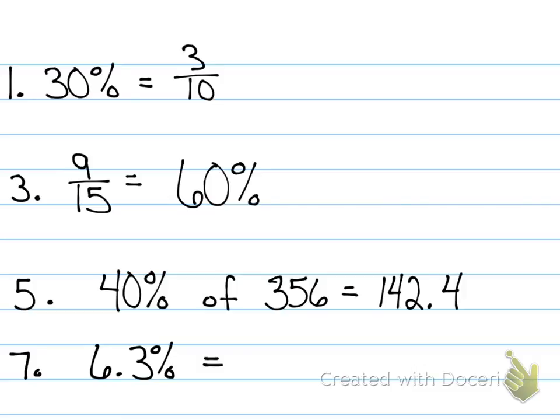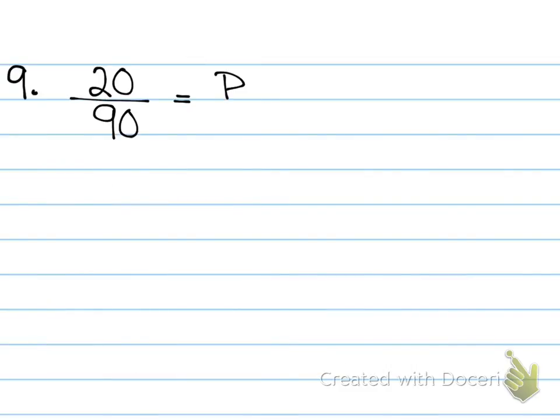6.3%, now as a decimal, well, a percentage is over 100, so that's dividing. So I'm moving my decimal to the left 2 places, 0.063. All right, any questions on these first couple problems? Like I said, your review sheet looks very similar to your test. So if you understand that, you should be prepared for your test tomorrow.